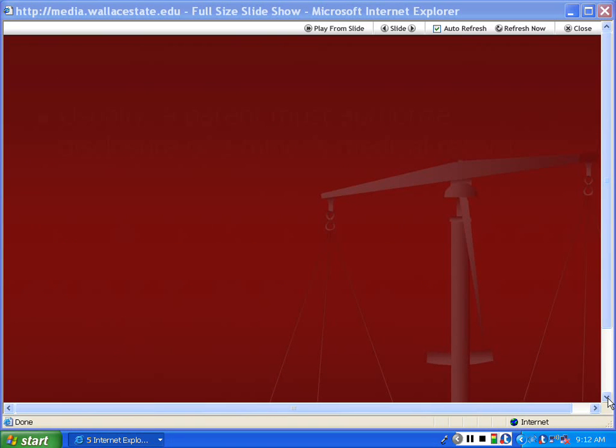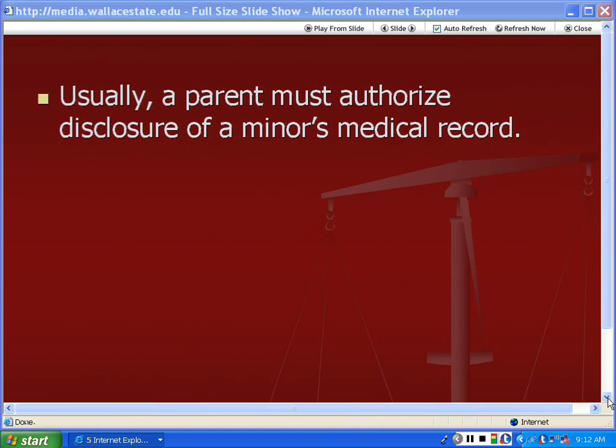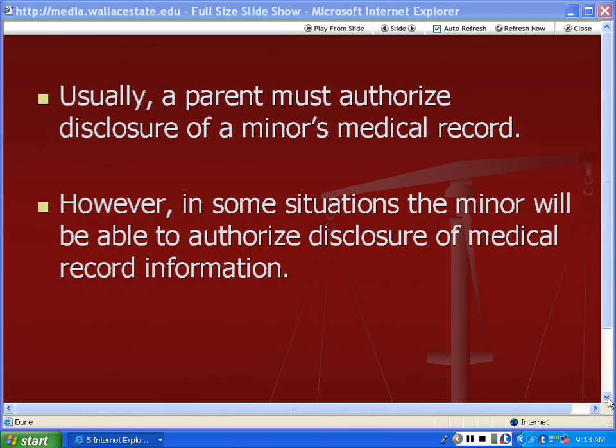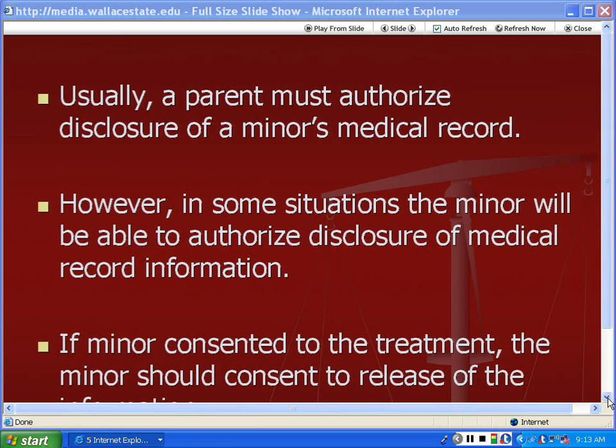And usually a parent has to authorize disclosure of a minor's medical record. However, in some situations, the minor will be able to authorize the disclosure of the medical record information him or herself. So it just depends on the circumstances. And there are circumstances in which a minor can consent to treatment if it is specified by law, let me say it that way. And so even though they're still a minor, they have not reached the age of majority, whether that's 19 or 18. Again, that's state law as to when someone is an adult. But if a minor consents to the treatment, the minor should consent to the release of information.